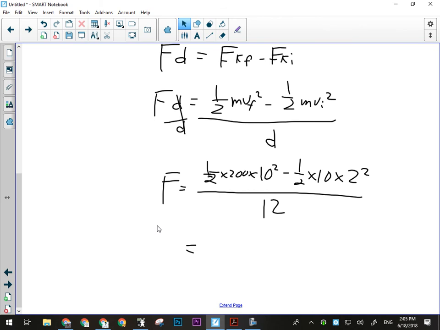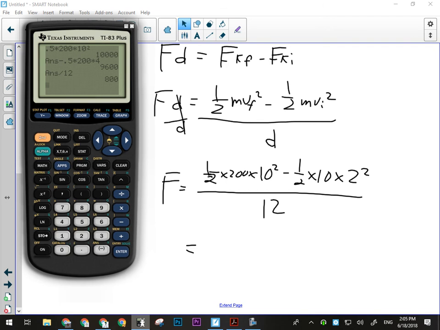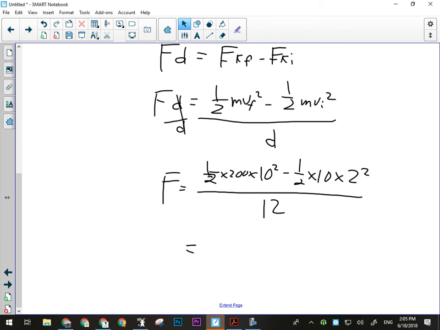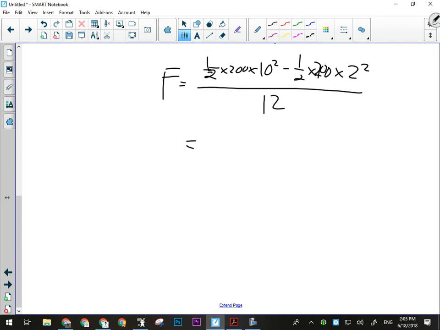I think I put 200 in my calculator. I did. I don't know why I wrote 10 there. I wrote 200 in the calculator where it mattered. But yes. Okay, let's look at one for potential energy then.